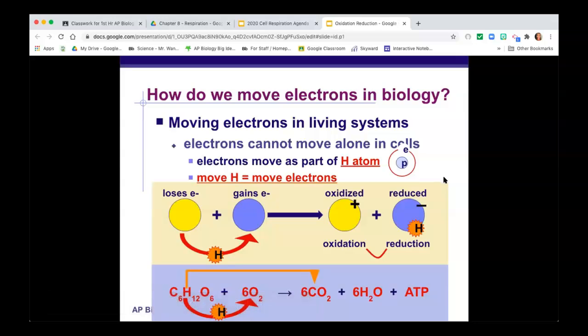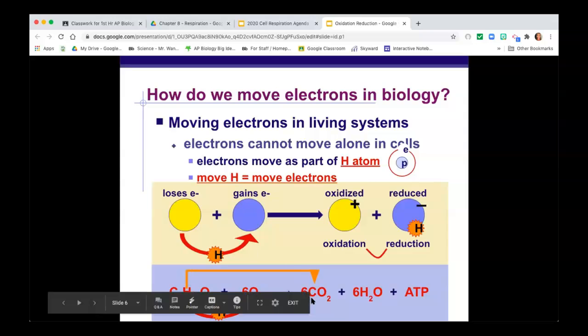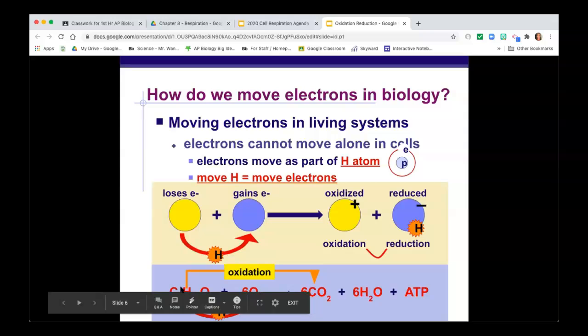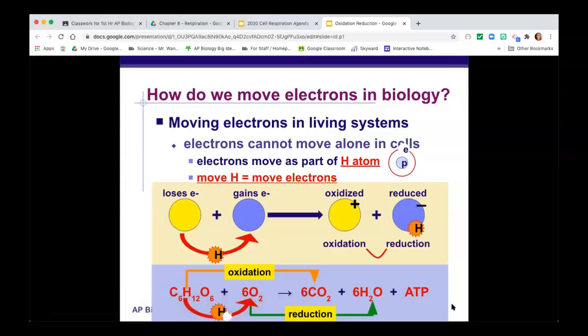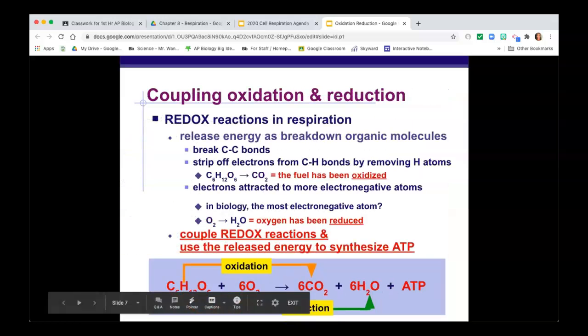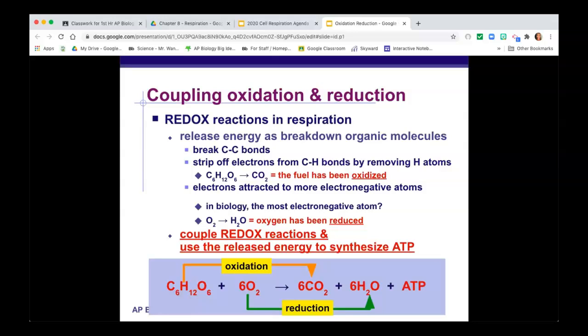In this case, we're going to move electrons from glucose into CO2. We're oxidizing because we're breaking the bonds. So this one is losing the electrons, that's oxidizing. This one is picking up the electrons, so it's being reduced. So coupled reactions, right? Just like we coupled endergonic and exergonic reactions, you're coupling an oxidation with a reduction. We call them redox reactions. The reduction and the oxidation are in one word, redox.